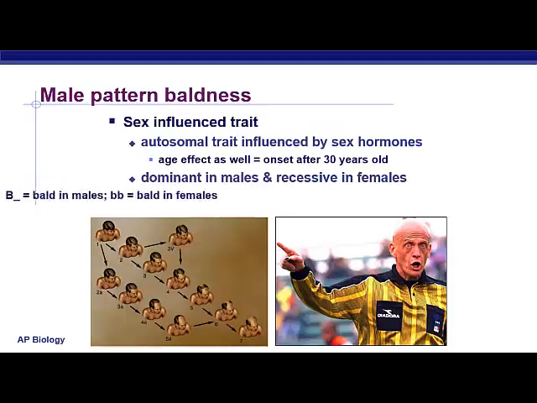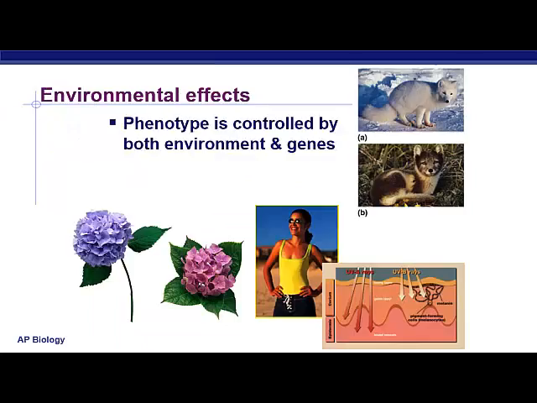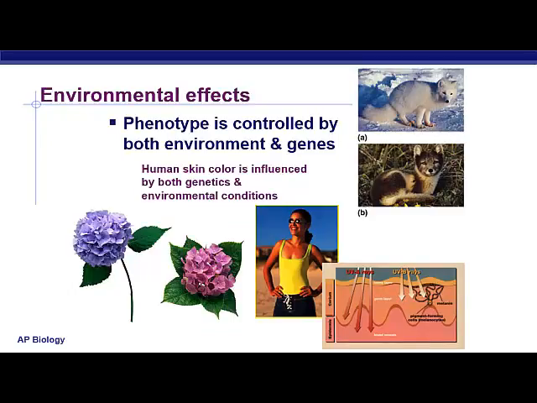Sex influenced traits, male pattern baldness. Environment, they do want you to know that environment can affect your gene expression. The example I gave you would be if you go out in the sun, it hits your skin and changes your gene expression and causes you to make more melanin. Sunlight causes the production of melanin, and when you produce melanin, you get darker, right? So then your skin color changes.